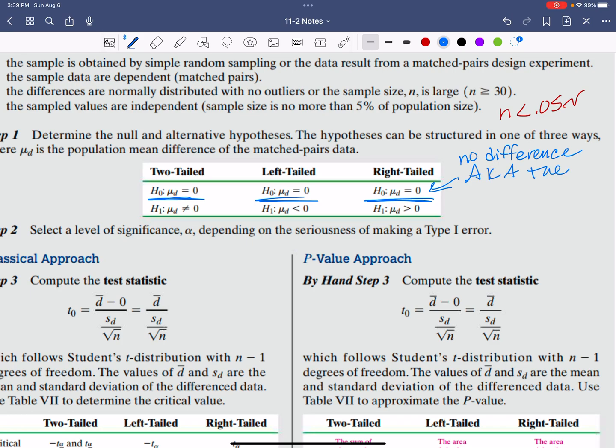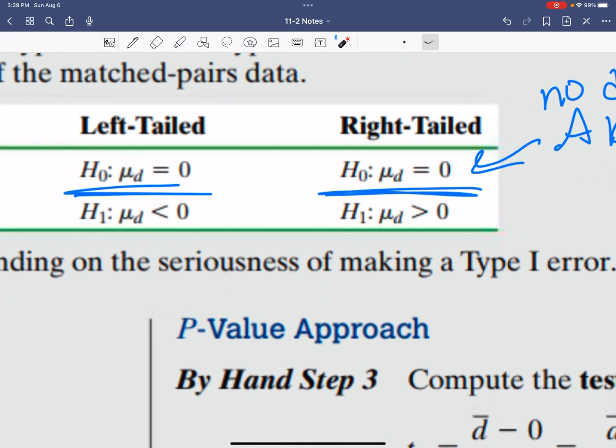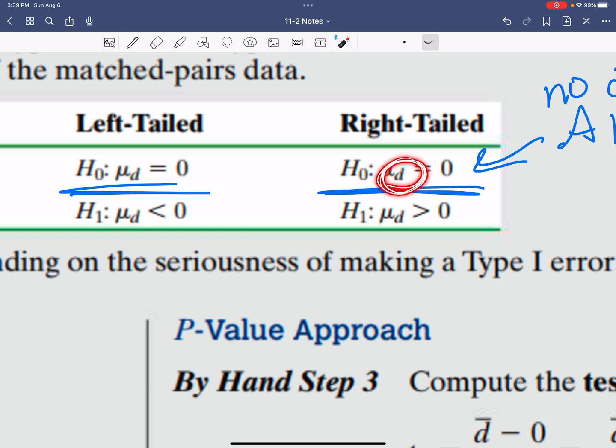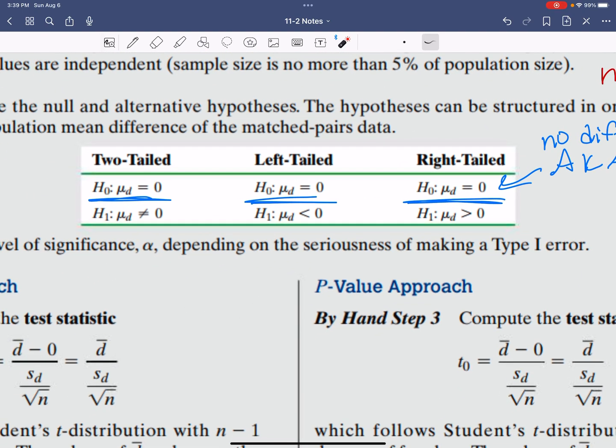AKA the same. What does AKA stand for? Also known as. Okay, you guys are on it. So AKA, also known as the same, no difference. Look at this little d right here. This subscript d means I'm talking about the mean of the differences. That's the key here. These are matched up. If these are matched up and there is no difference, it means it's the same. That's what we're trying to figure out.